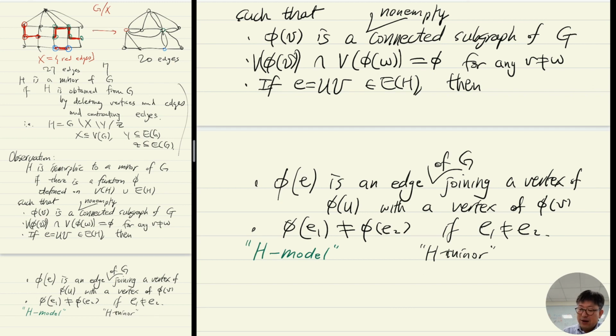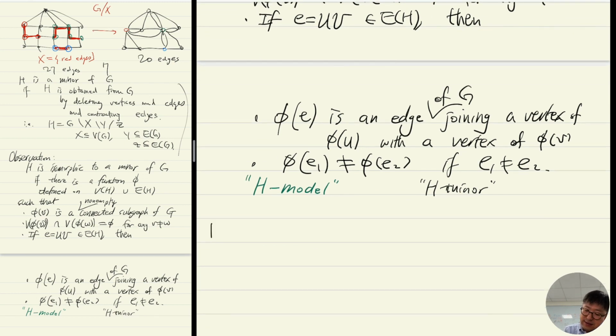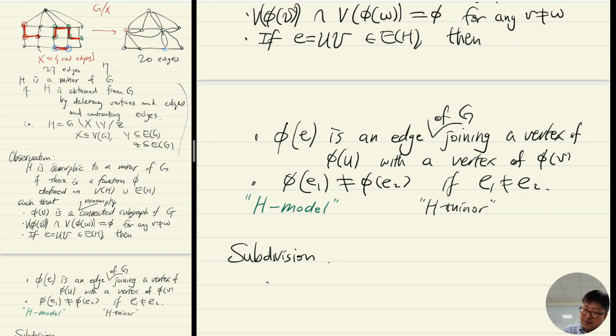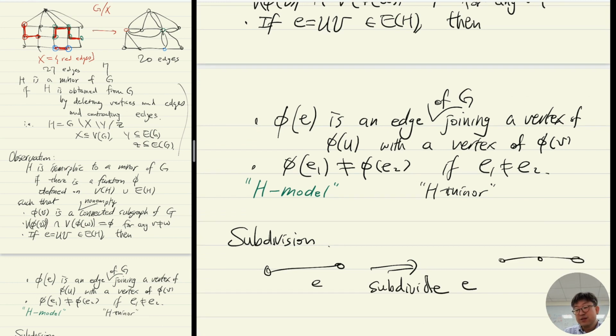All right. Now, let's look at the one theorem. Oh, by the way, before doing that, I want to talk about subdivisions. If I have an edge e, and if I subdivide e, then I'm creating a new vertex of degree 2.